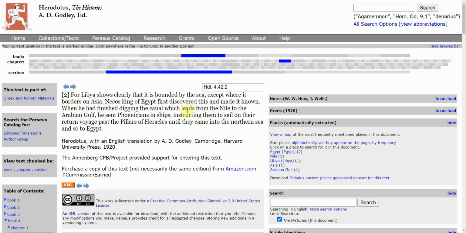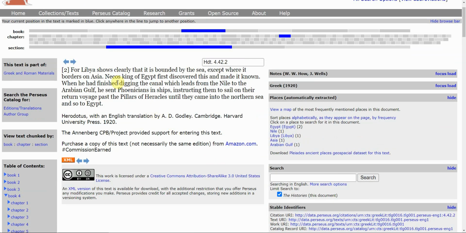In my last video, I mentioned I was going to bring this up. Herodotus says, remember, Herodotus is describing a sailor, and I pointed out in my last video that that sailor is very likely Lehi himself. Lehi is the sailor Herodotus is talking about. And here in Book 4, Chapter 42, Section 2, he says, Necos, king of Egypt, first discovered this and made it known. He's talking about Africa.